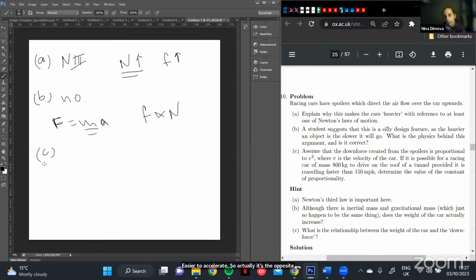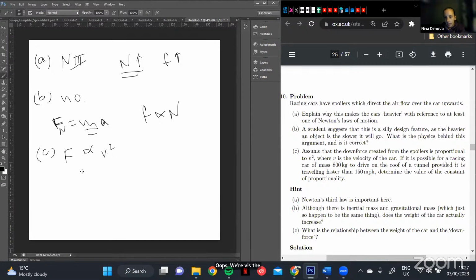So in part C, they say, assume that the downforce created from the spoilers is proportional to V squared. So let's call this downforce Fn, for F Newton, so that we can just call this F. So the downforce created from the spoilers is proportional to V squared, where V is the velocity of the car.